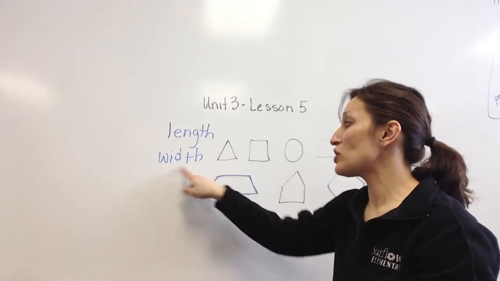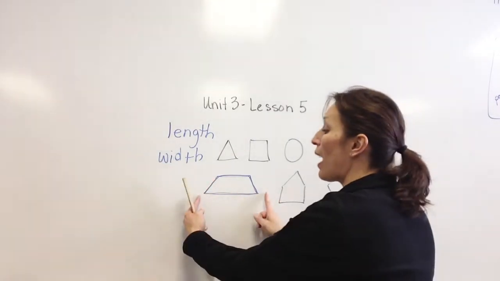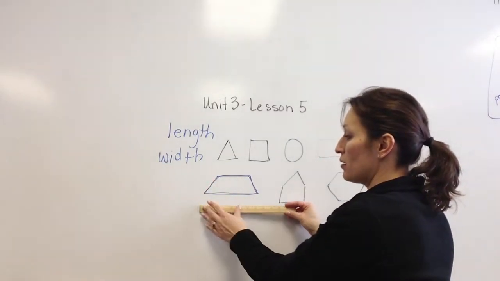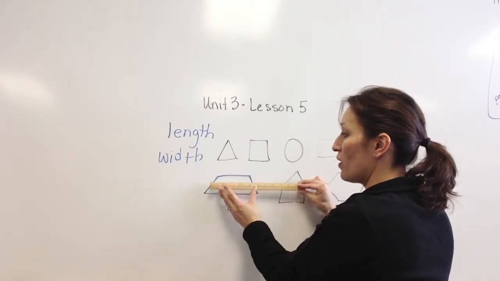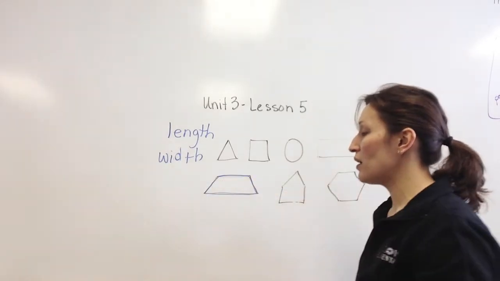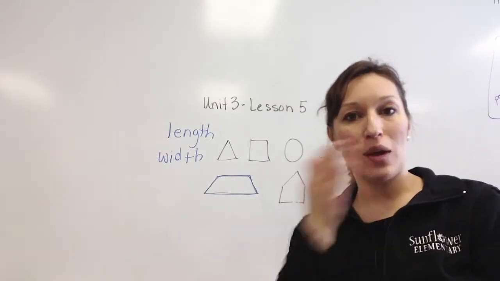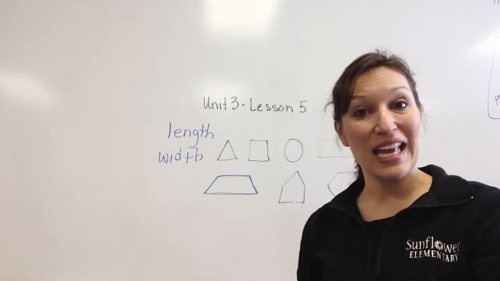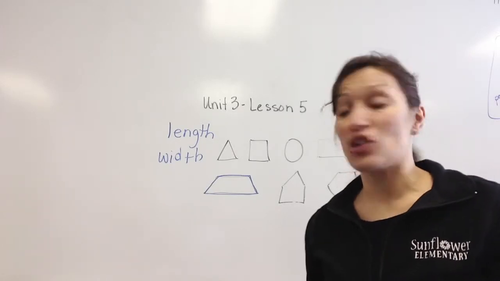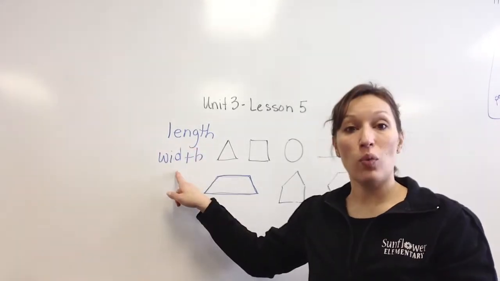Okay, if I wanted to measure its width, I'd be measuring how wide it is. Okay, I might be measuring like this. Width, width. Okay, can I measure any other way with these shapes that are on this board? No, I can't. There's only two ways to measure. I can only measure length and width.